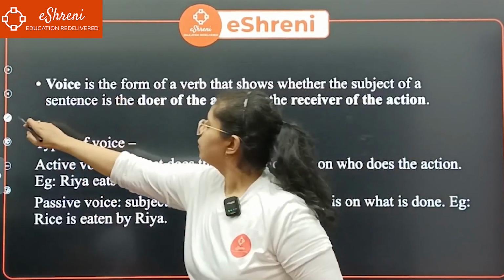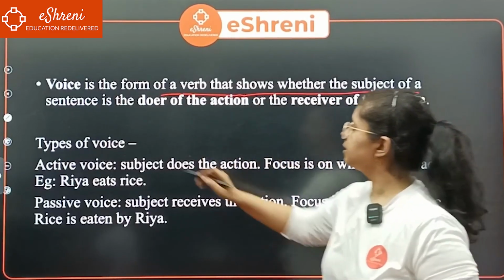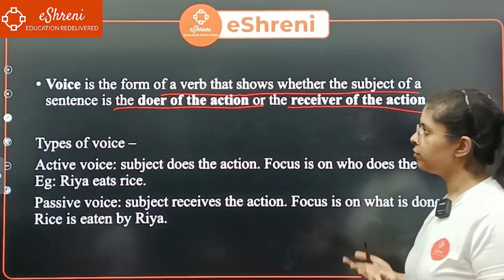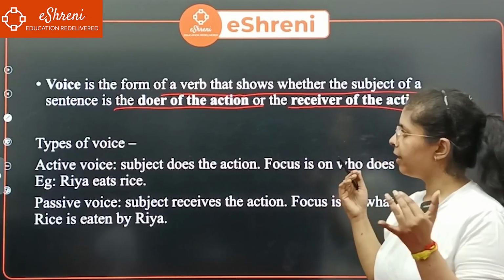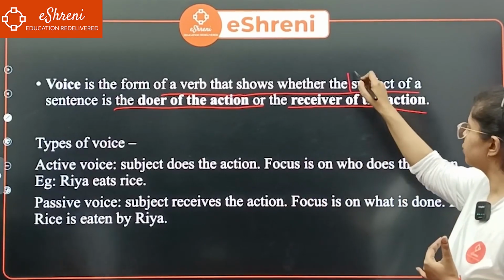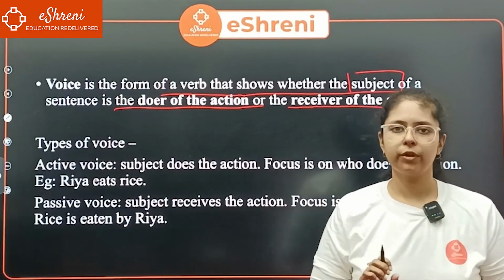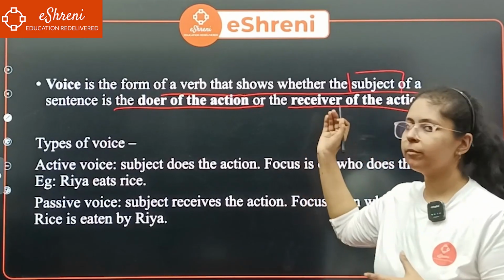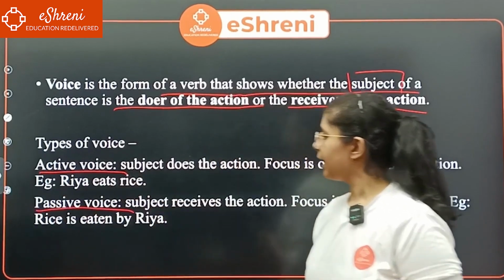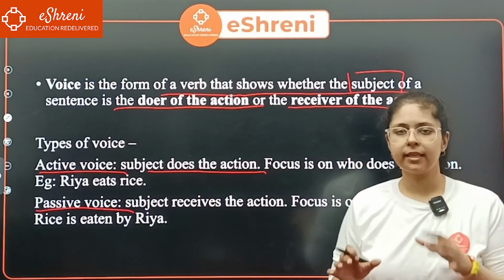Voice is the form of a verb that shows whether the subject of a sentence is the doer of the action or the receiver of the action. So what voice shows is whether the subject of the sentence is performing an action or receiving an action. Then there are two types of voice, active voice and passive voice. Active voice is when the subject does the action.